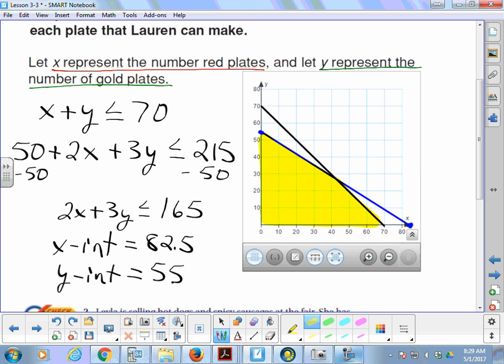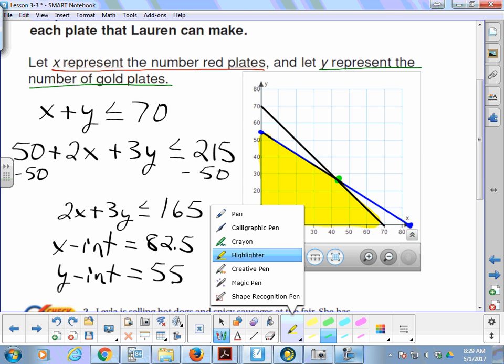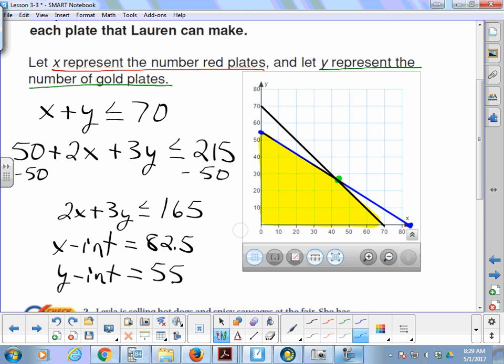Now, the question is which one's going to give you the most red and most gold plates, and that would actually be the point where they intersect here. That spot is going to give the most of both red and gold to be able to solve the problem. So this is red plates here and gold plates here.